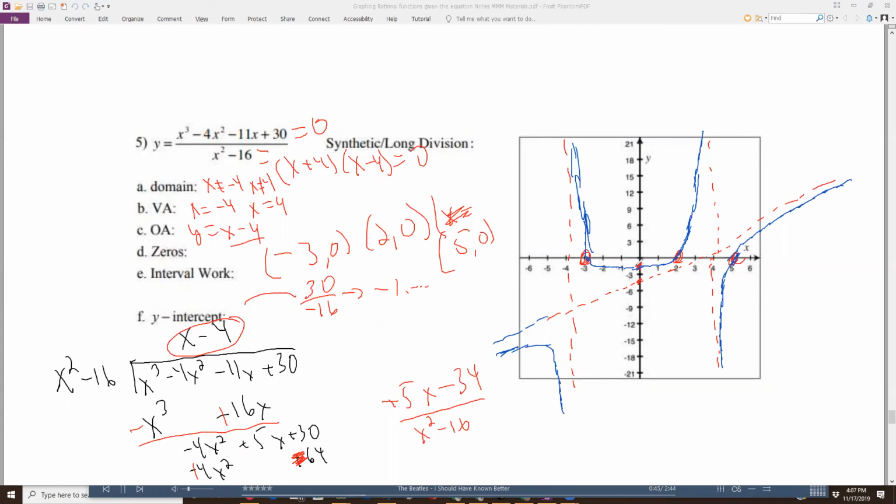So that's all these examples. I'll put my answers to the exercises online for you, and hopefully this helps.